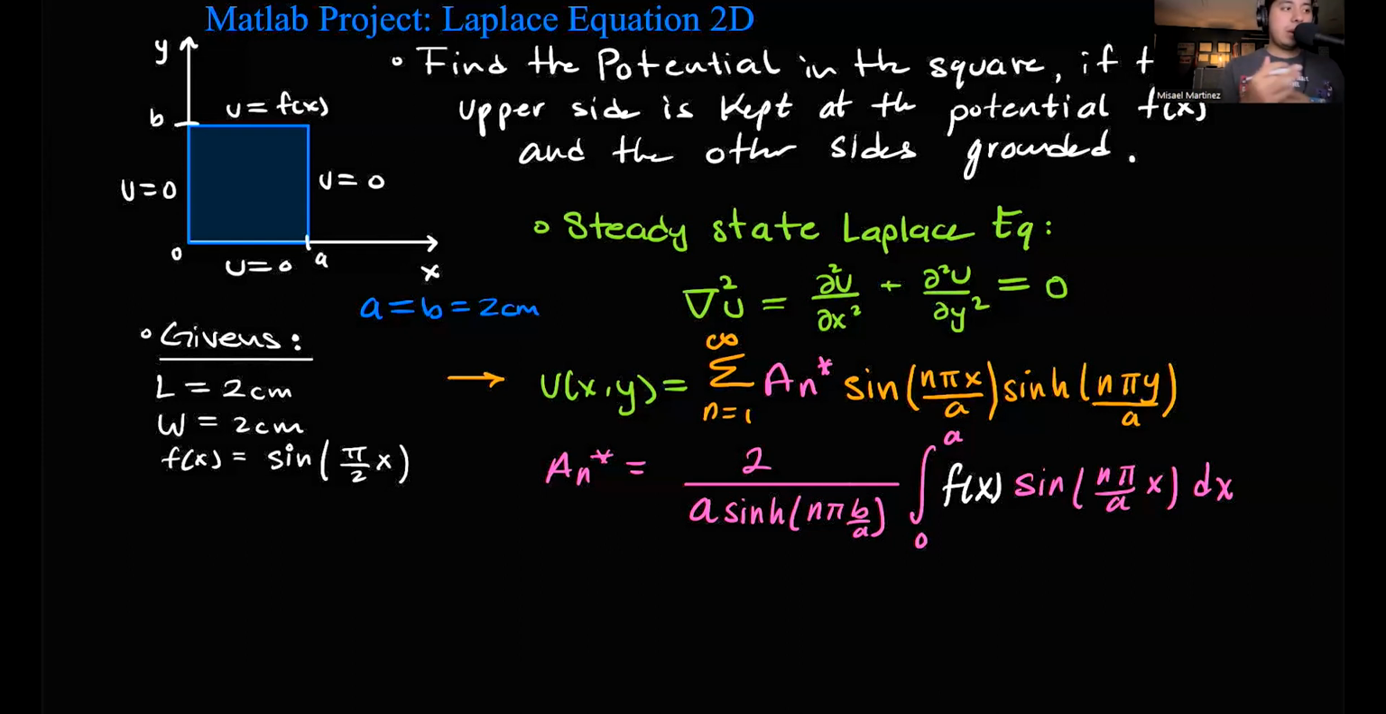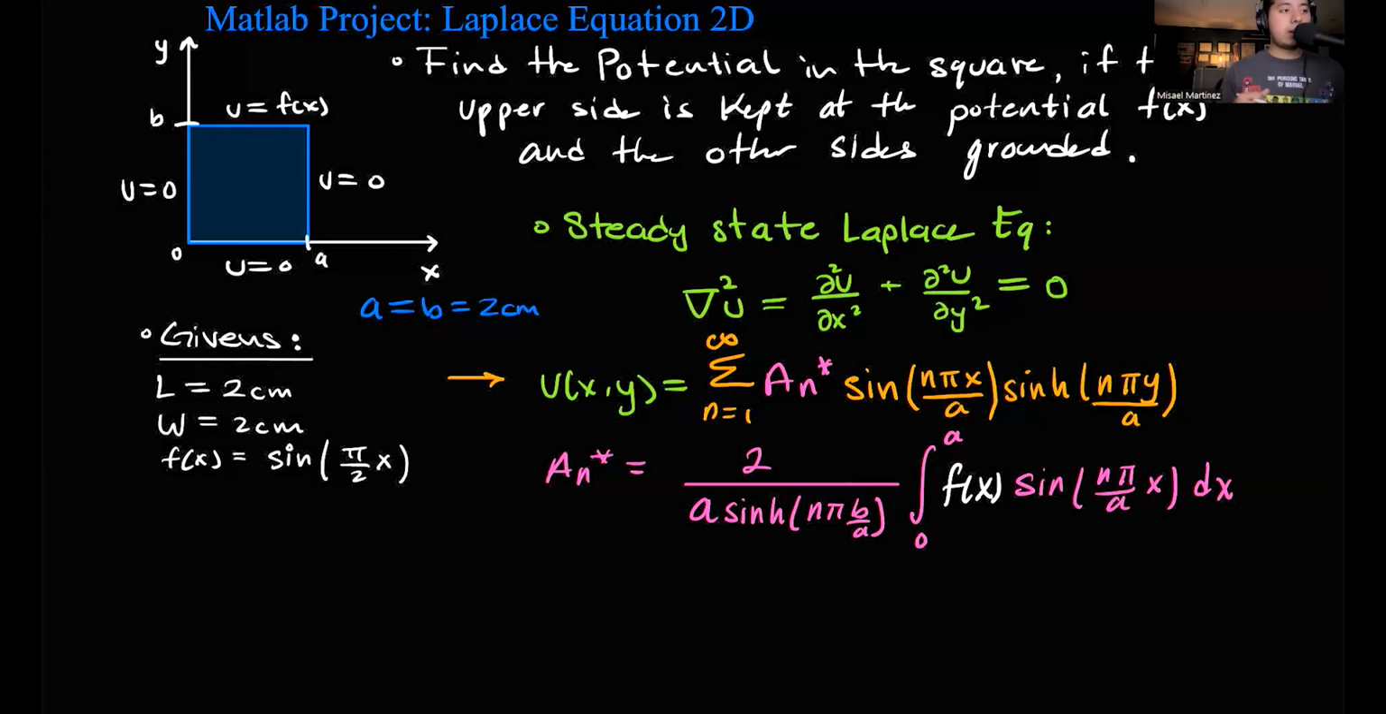And we have the following conditions. On the upper side, the u in this case will be the voltage, and it's equal to some function f of x. This is for all time, right? This is a steady state. Then for every other side of the square, it's grounded, so there's no voltage. The sides are equal to 0.